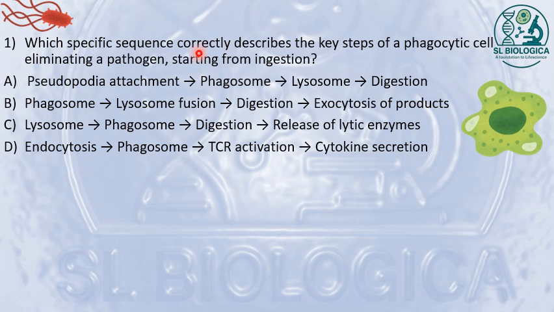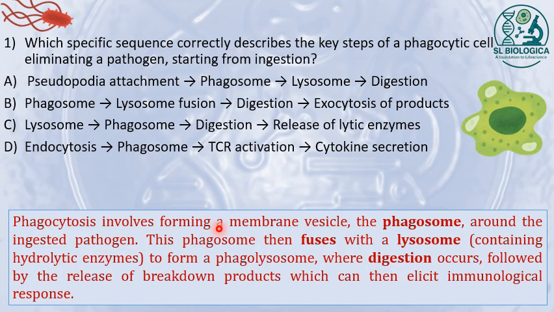The first question is related to phagocytosis. Which specific sequence correctly describes the key steps of a phagocytic cell eliminating a pathogen, starting from ingestion? So they are asking about the correct sequence of steps happening in phagocytosis. So let's see how the process happens.